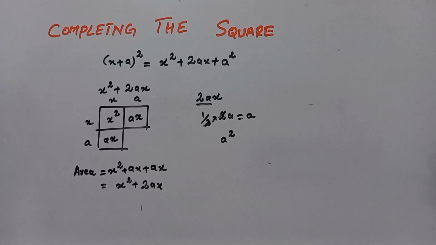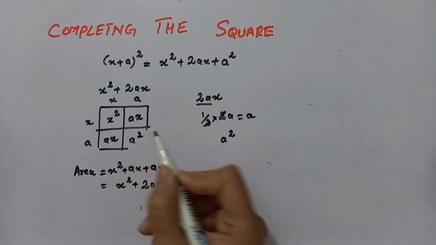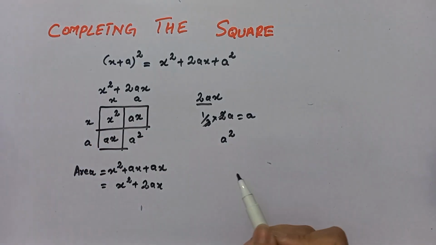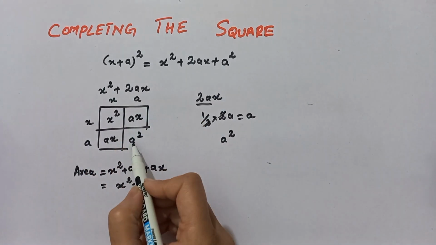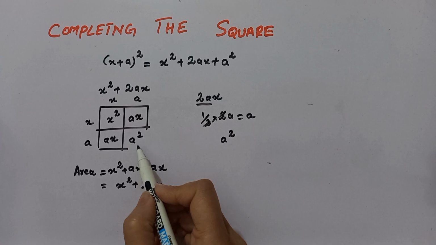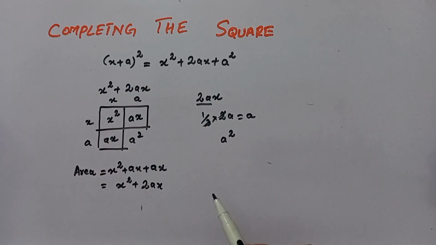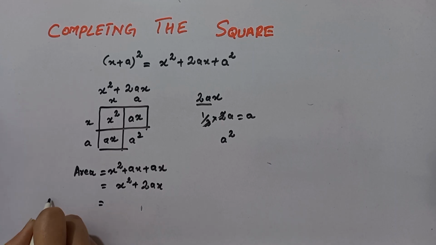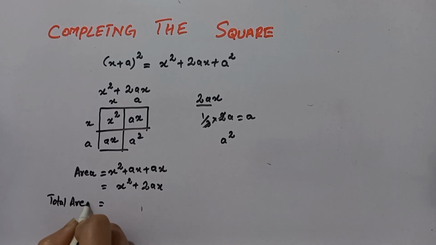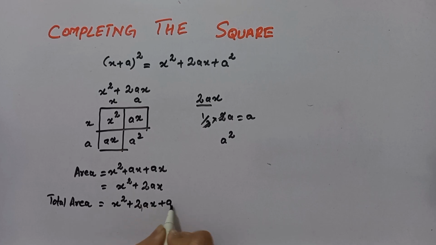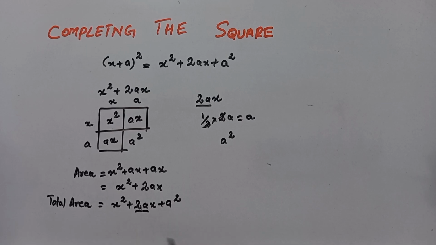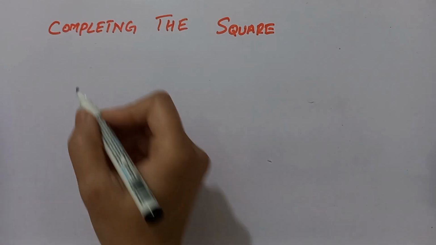So in order to complete the square, we add the square of half of the coefficient of the second term. A times a is a square, and a square is the square of half of the coefficient of the second term. So we can add it, and the total area equals x square plus 2ax plus a square, which is equal to (x + a) whole square.